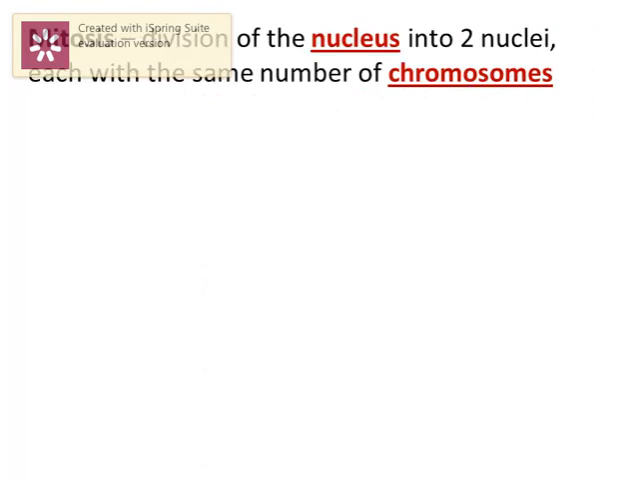The second phase of the cell cycle is called the mitosis. Mitosis is the division of the nucleus into two nuclei, each cell with the same number of chromosomes. Actually, the mitosis is divided into two parts. The first part is called the karyokinesis and the second part is called the cytokinesis. Karyokinesis is the division of the nucleus. Karyon means nucleus and kinesis means division. The second one is the cytokinesis, which is the division of cytoplasm.